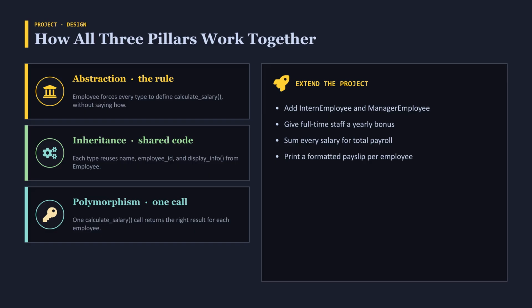Here is the architecture summarized. Abstraction is the rule. Employee forces every type to define calculate_salary without dictating how. Inheritance is the shared code. Each type reuses name, ID, and display_info. Polymorphism is the one call. A single calculate_salary returns the right result per employee.